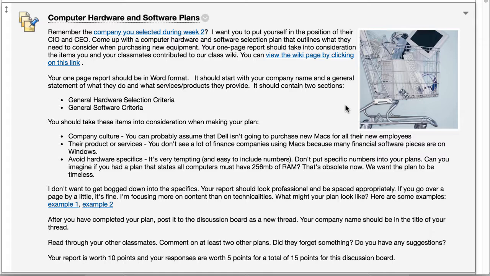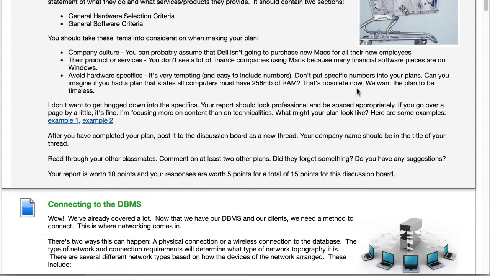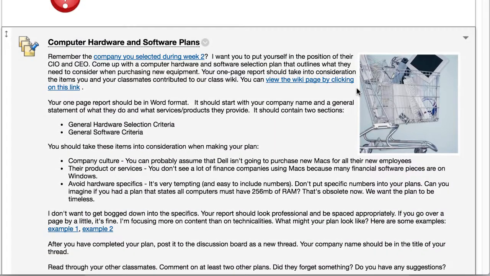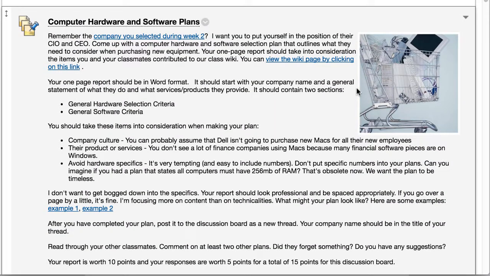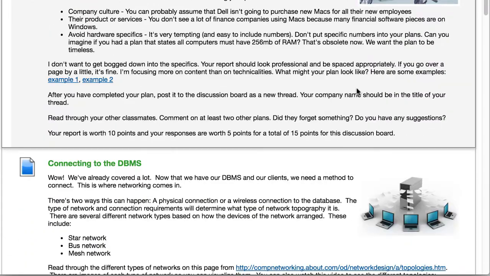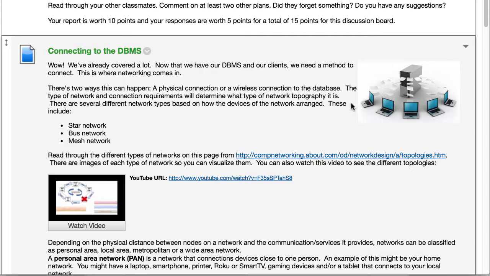Whenever you consider their products and services, you'd want to think about people not only in the office, but maybe there are field agents. For example, if you're looking at an insurance company, you would want to consider what those people outside of the office might need as well. Don't get too bogged down into the finite details, but get these posted. Again, this is something you want to get posted by Monday night, because you will need to have time to look at the other plans and respond to at least 2 of your classmates.